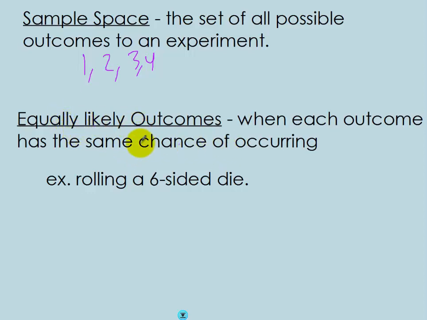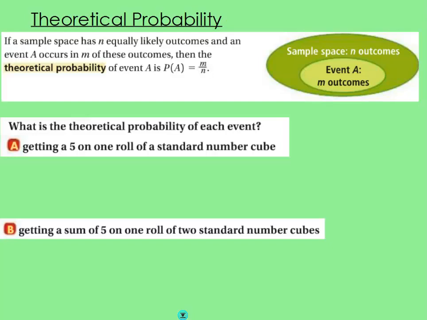Equally likely outcomes. So this is when each outcome has the same chance of occurring. An example of that is when you roll a 6-sided die. There are 6 sides, and if you gave it a good spin, each side has an equal chance of coming up. Also like flipping a coin. Heads or tails. You flip a coin, it's basically 50-50. So those are equally likely outcomes.